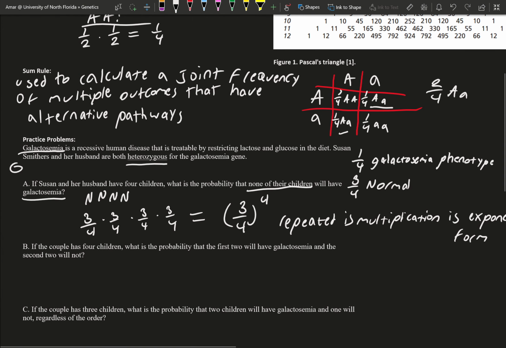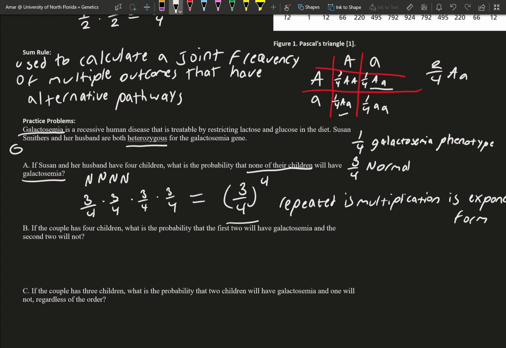So what you can do here is just write it down as 3/4 to the 4th power. Just as a little sidebar, that's all you have to do for that problem.